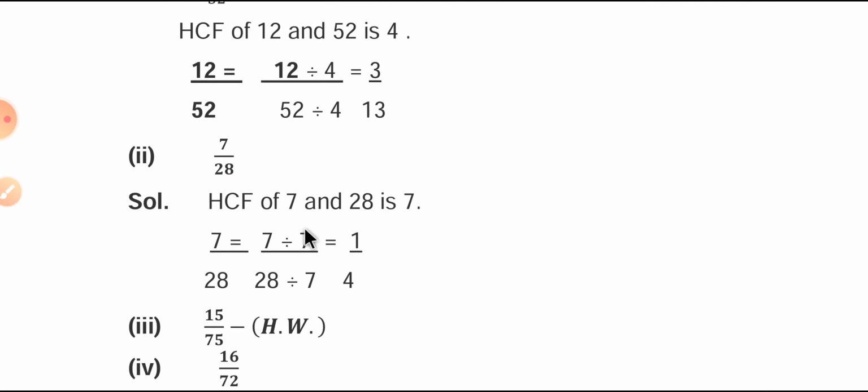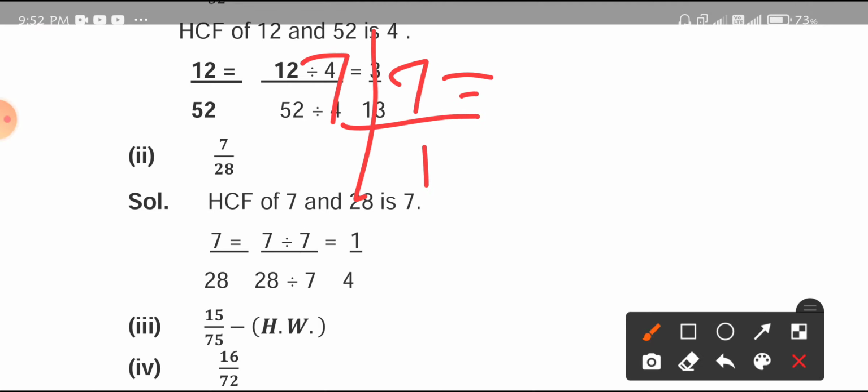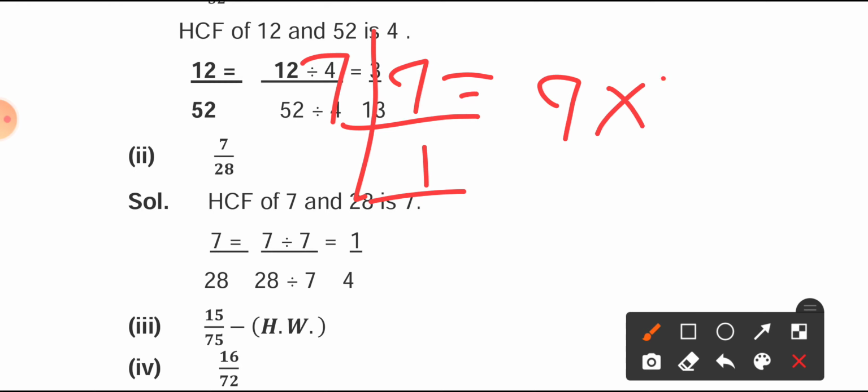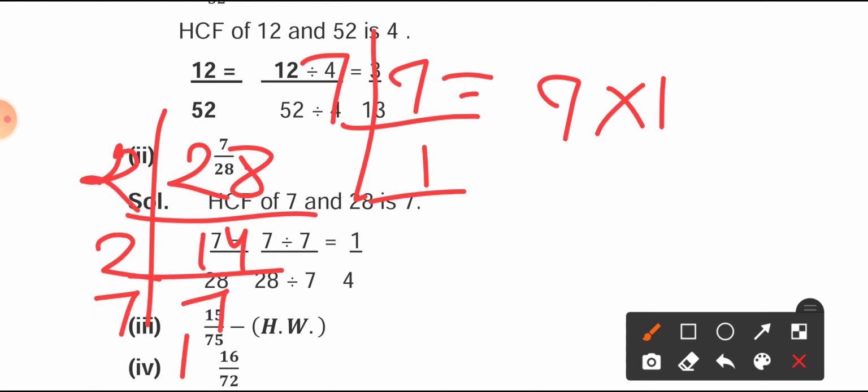Same here in the second one, 7 by 28. First of all we will find the HCF. 7 is a prime number, so the prime factorization of 7 is 7 into 1. And for 28, if you find the prime factorization, 2 14s are 28, 2 7s are 14, 7 is 7. So you can write it as 2 multiply 2 multiply 7.